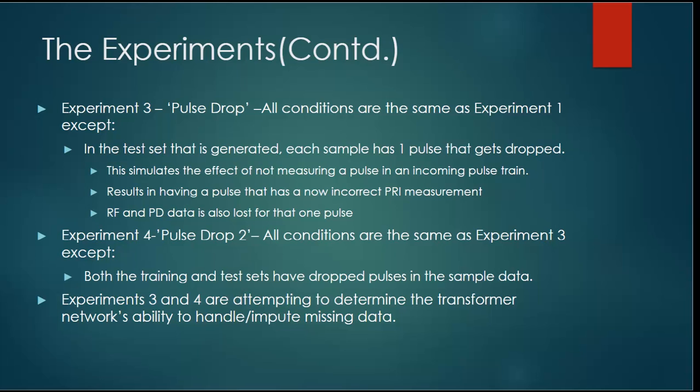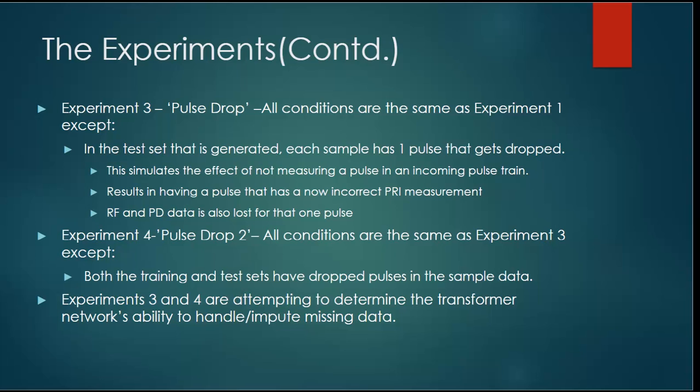So in experiment 3, all the conditions are the same as in experiment 1, except that in the test set only, each sample has one pulse that gets dropped, right? So in effect, if you were to have a pulse train of 20 pulses, it's as if one of those pulses just didn't get measured. The net effect of this is that one of your PRIs is going to be mismeasured, potentially twice as large as it should be. And you'll also be losing that frequency and pulse duration data that was associated with that one pulse.